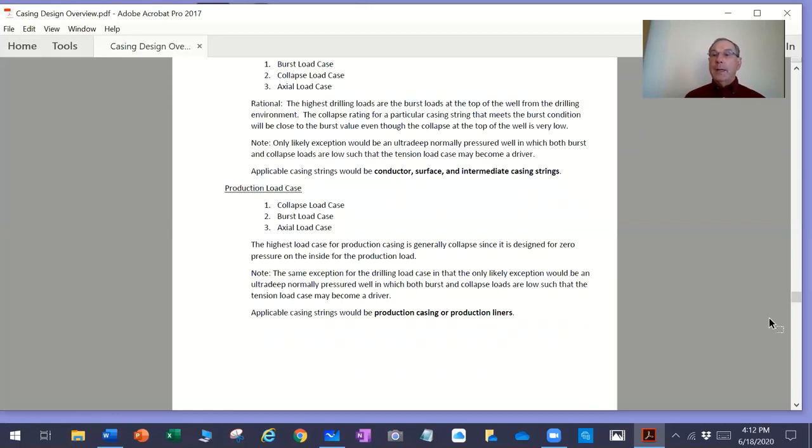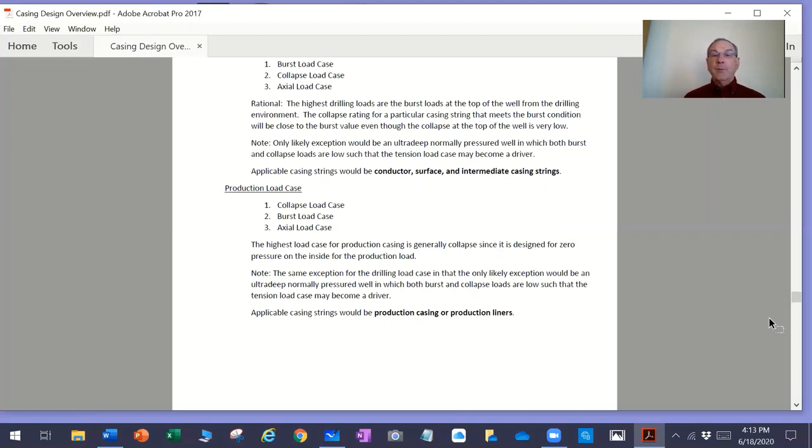The worst load case on a production load case is that collapse load of 0 on the inside. Since collapse loads are highest at the bottom of the well and there's 0 inside, it's probably going to be a driver, especially if it's a high pressure type well. So do your collapse design first, select a casing that is sufficient for collapse load, then check burst, then check axial load. Like I say, the highest load case for production casing is generally collapse, since it's designed for 0 at the bottom of the well.